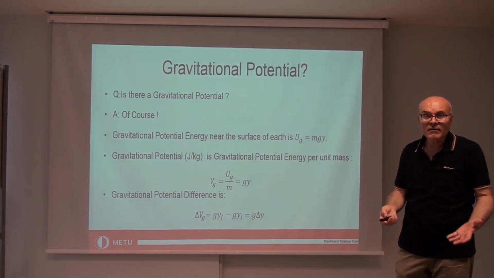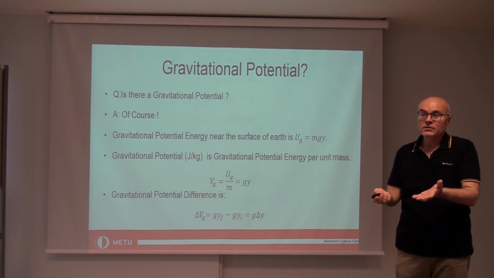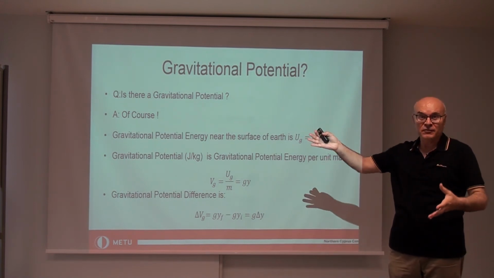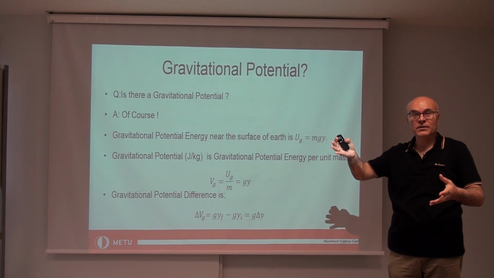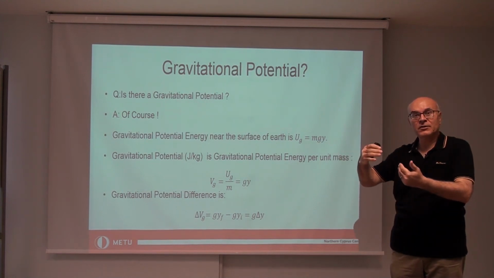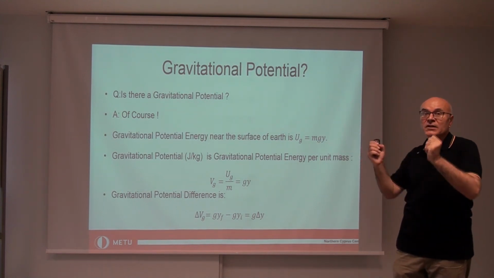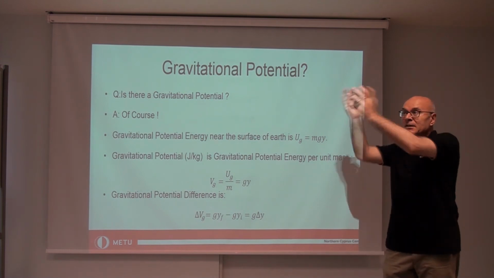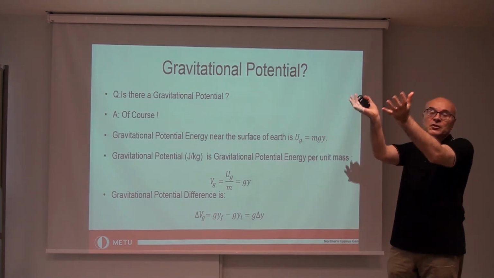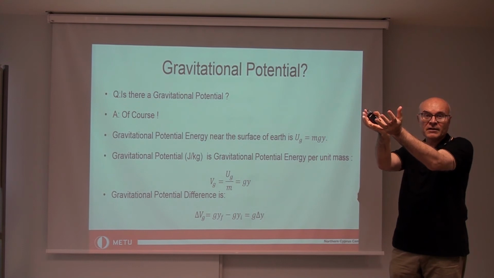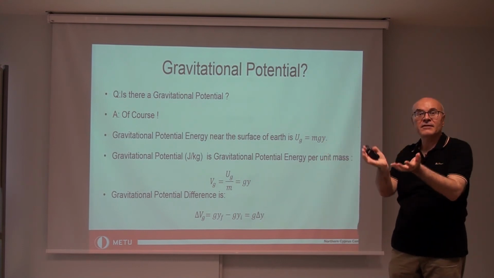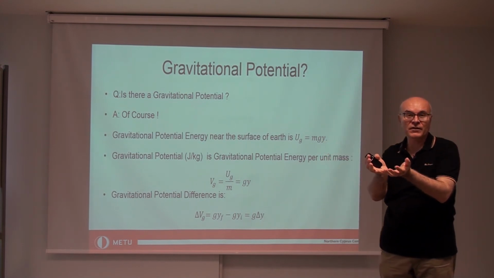Now, if you know the potential at any point, you can think of it this way: I know the potential at any point, which is the potential energy per unit mass. Then if I bring a mass, whatever that mass is, and put it at that point, multiply that potential by the mass, you get the potential energy of the mass in the gravitational field of the system.